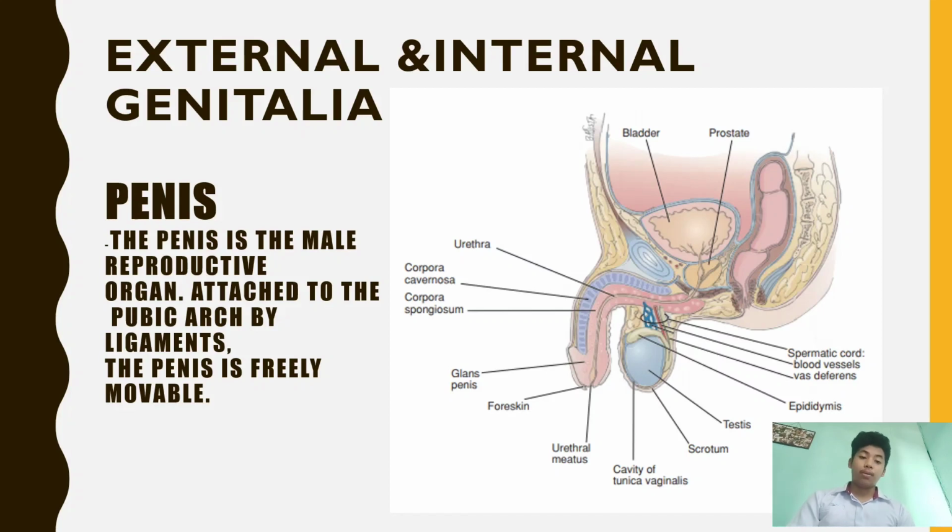Next is the spermatic cord. The spermatic cord contains blood vessels, lymphatic vessels, nerves, and the vas deferens or ductus deferens, which transports spermatozoa away from the testes. The spermatic cord on the left side is usually longer, thus the left testis hangs lower than the right testis.